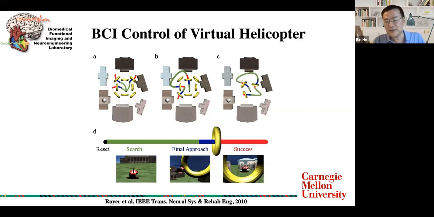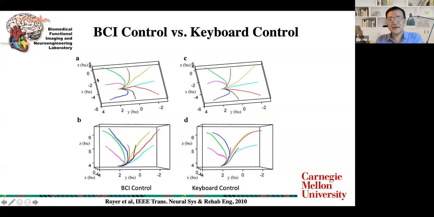We have a virtual ring, and we basically ask a subject to control the flight of this virtual helicopter to go through the virtual ring in this virtual campus. Here is one comparison between the BCI control on the left panel versus the keyboard control.